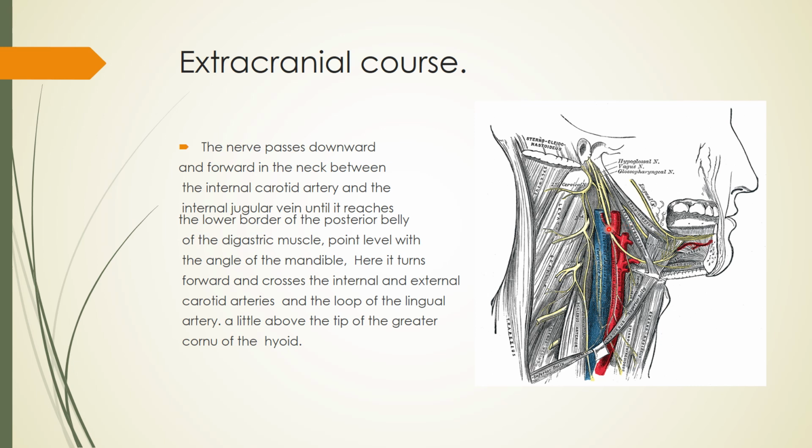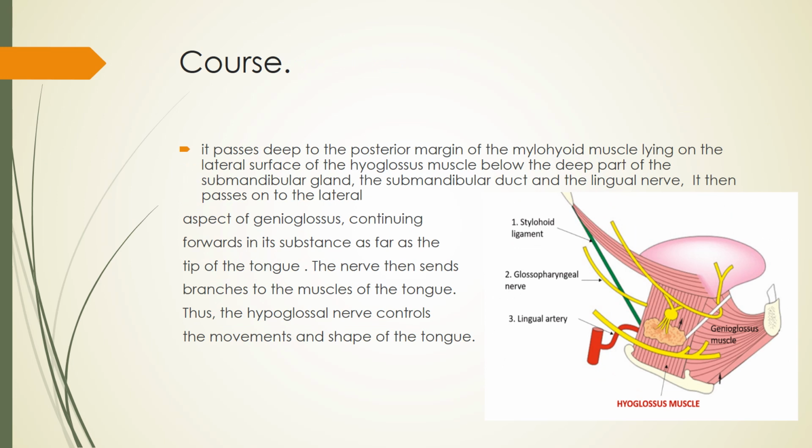Here it turns forwards. Now when it turns forward, it crosses first of all internal carotid artery, then external carotid artery and then loop of lingual artery a little above the tip of greater cornua of the hyoid bone. In its further course, it enters the oral cavity by passing deep to posterior margin of mylohyoid muscle.